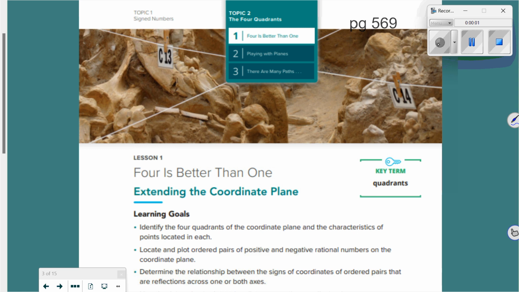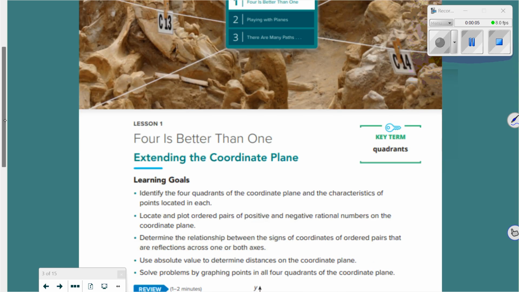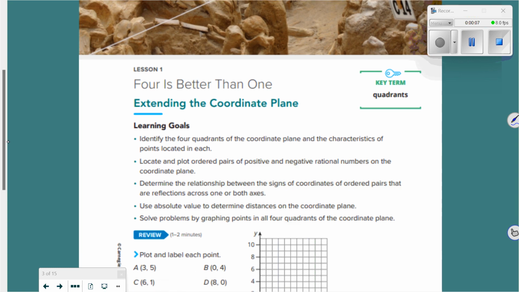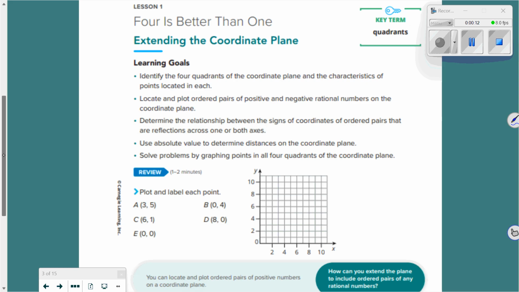We're going to be going through the coordinate plane. Historically, you guys have only done one quadrant, what we call quadrant 1. And we're going to practice with that a little bit at the start. So here's your major focus. We're going to identify all 4 quadrants and the characteristics of the points that are in them.